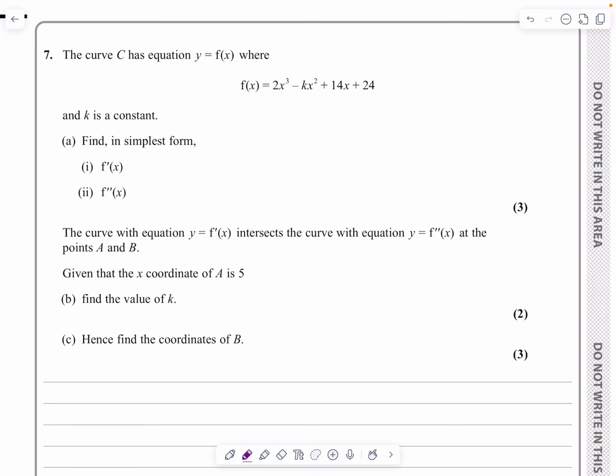Okay, this is the P1 paper from June 2024. It's question number 7, and as you can see by looking at it, this is a differentiation question. We're going to be finding f'(x) and f''(x). A little bit further on down the question, we're also going to do some work solving quadratics. But let's have a look at the question.